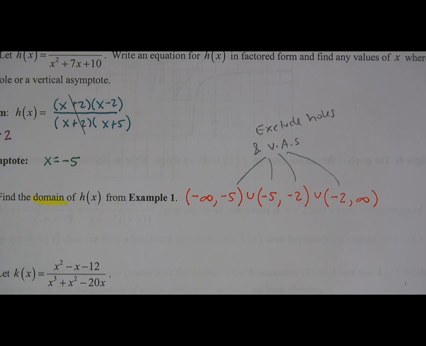Any other x value, you could plug it in and it would not cause a 0 in the denominator. Zeros on the top are fine. We just don't want a 0 in the denominator. We weren't able to see that until we factored it, so that's why factoring always seems to be the first thing that we do. All right, we're just going to practice that again.